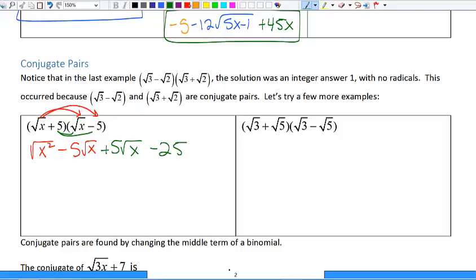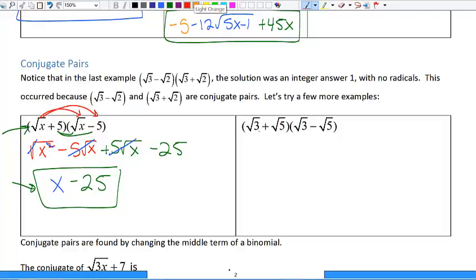Okay, notice that the two middle terms add to 0. The first term, the square and the square root, undo each other and you're just left with x minus 25. The problem started off with radicals, but it ended with no radicals.